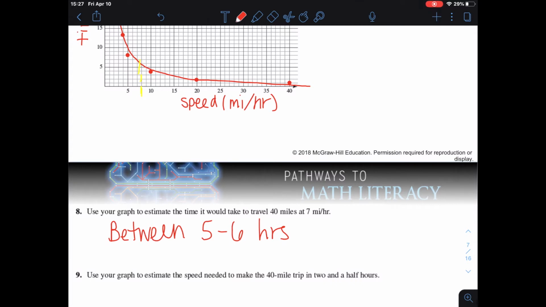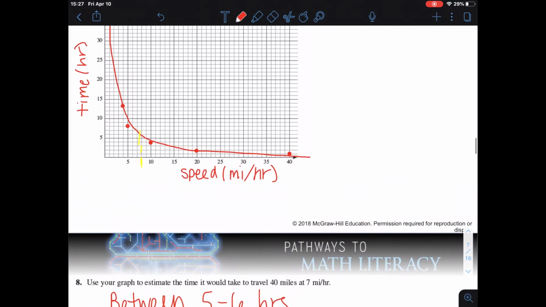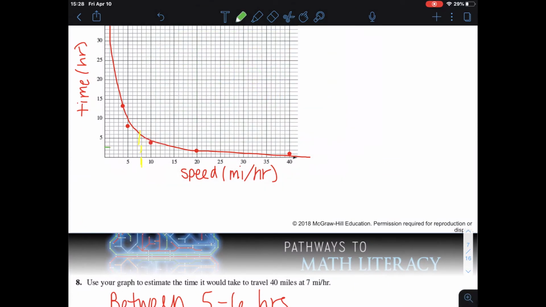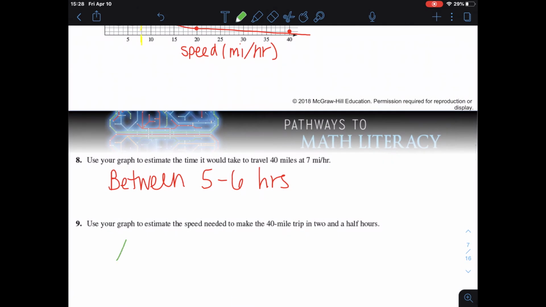If we want to make the trip in 2.5 hours, that's our time. So 2.5 is halfway in between. We'll see what speed that hits it at. And it's going to be roughly about 15 miles per hour. So we need to travel about 15 miles per hour to make this trip in 2.5 hours. Okay.